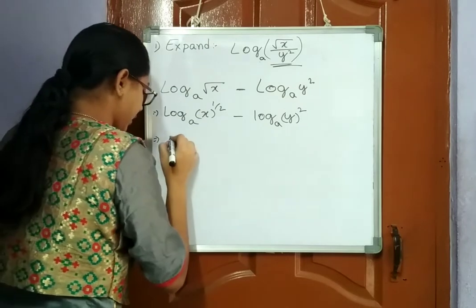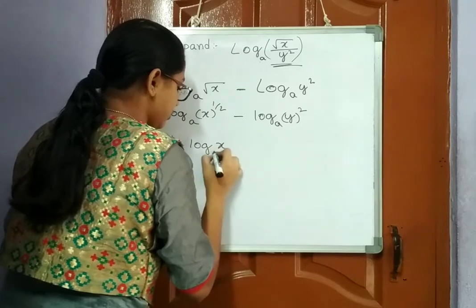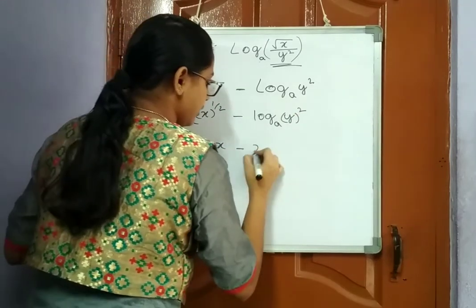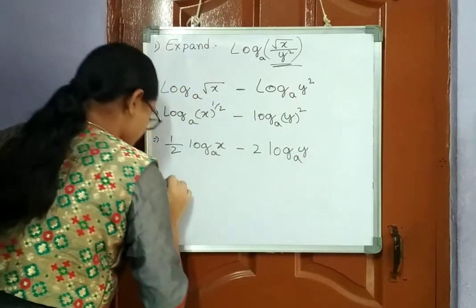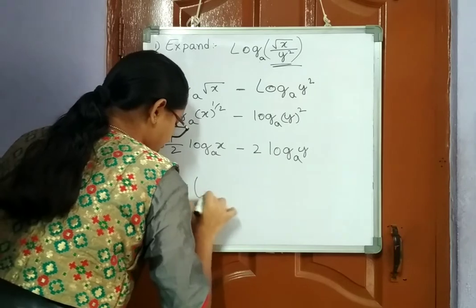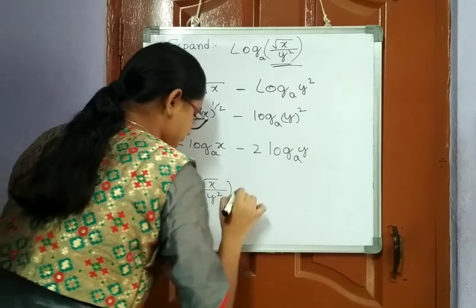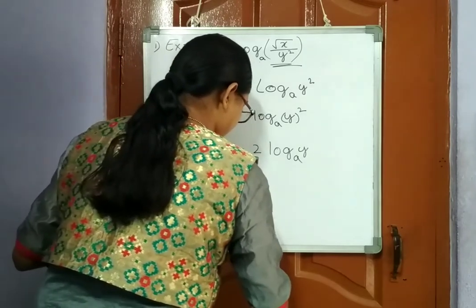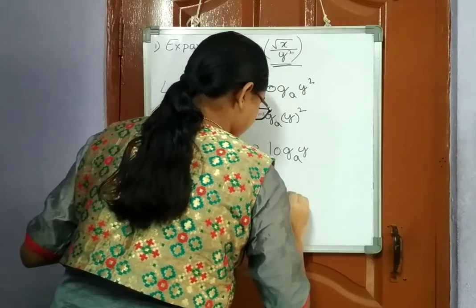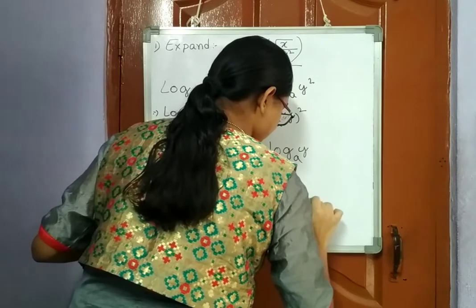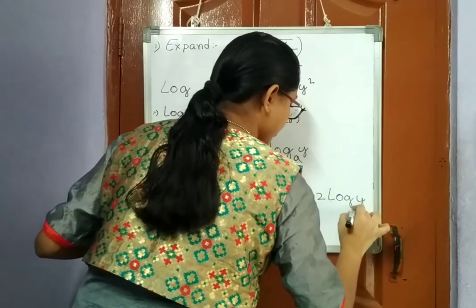Here, applying the power rule, we will get 1 by 2 log x to the base a minus 2 log y to the base a. So log of root x by y square to the base a equals 1 by 2 log x to the base a minus 2 log y to the base a.